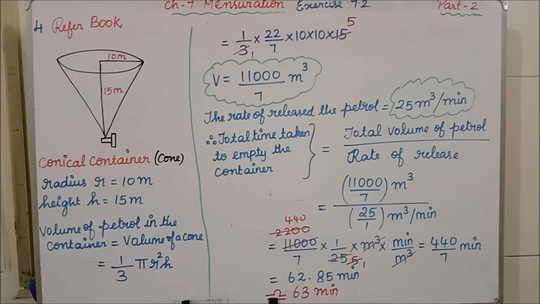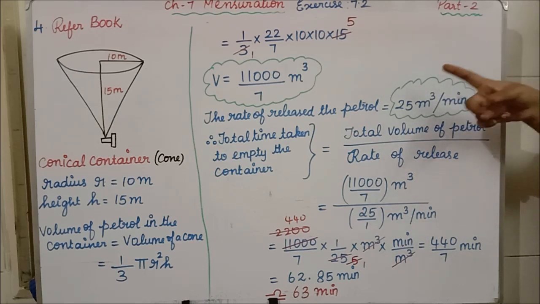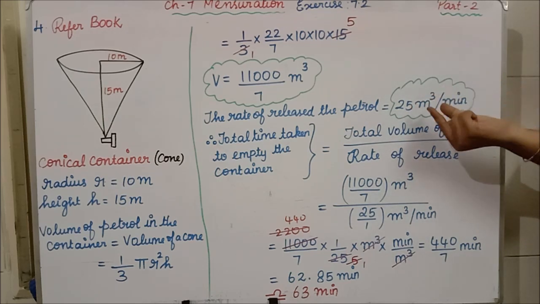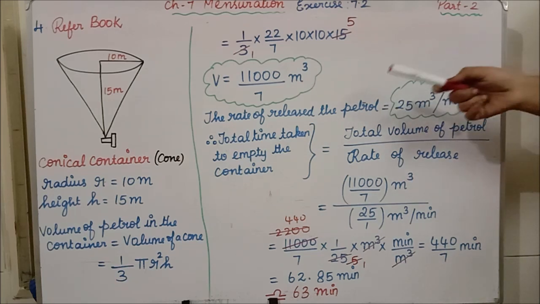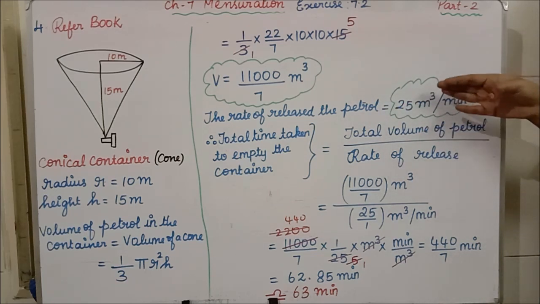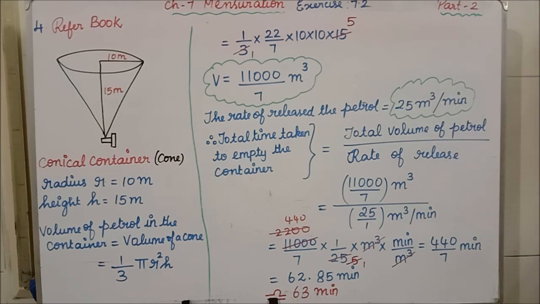Okay, but in the question they have given the rate of release of the petrol. Okay, 25 meter cube. See, it is also in volume form. Meter cube. When you get the measurement in cube, when it is giving the volume, that time only you will put the meter cube. Cubic units will be written. Isn't it? This line they have given in the question itself. The rate of release of the petrol is 25 meter cube per minute.